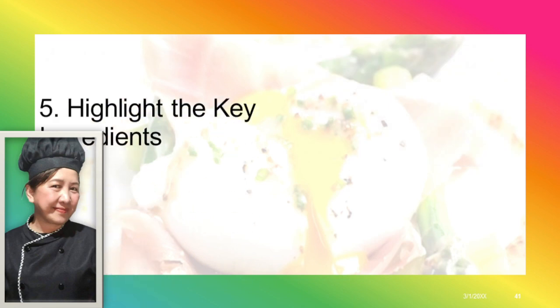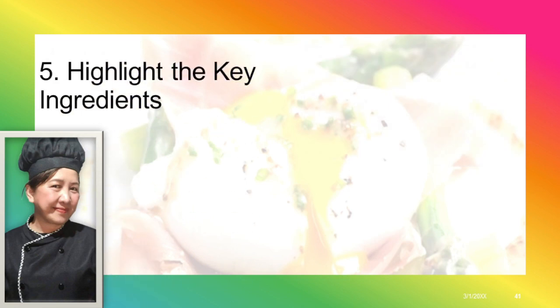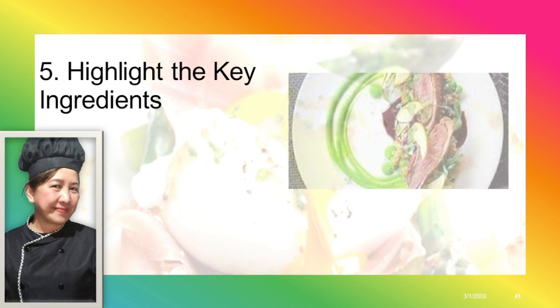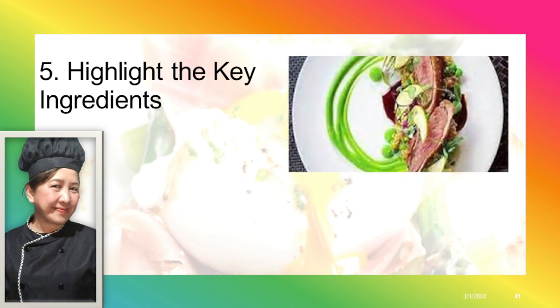The last one, number 5, highlight the key ingredient. Ensure that the main ingredient stands out and pay equal attention to the support. This refers to the other elements on the plate such as garnishes, sauces, and even the plate itself.